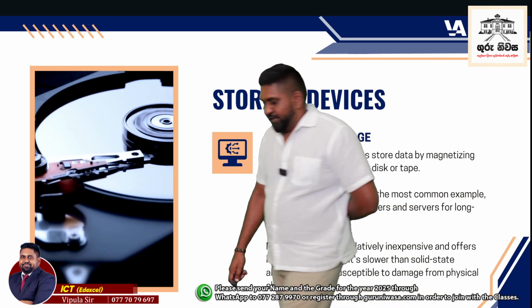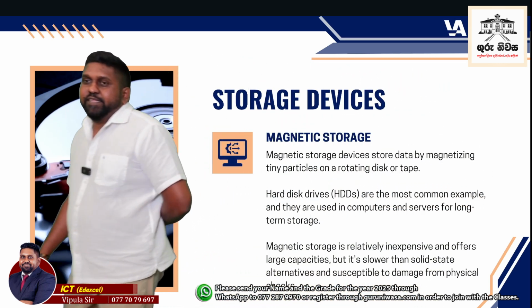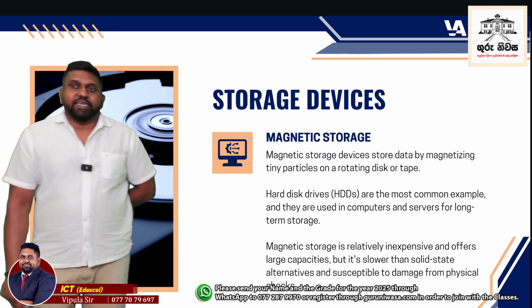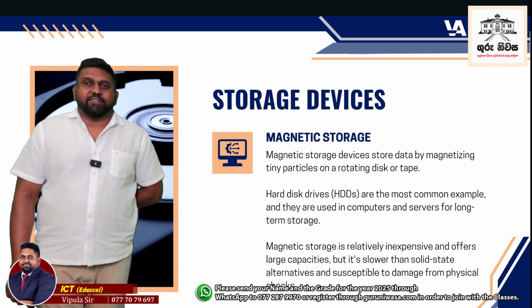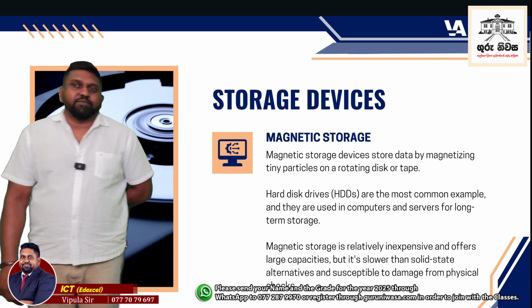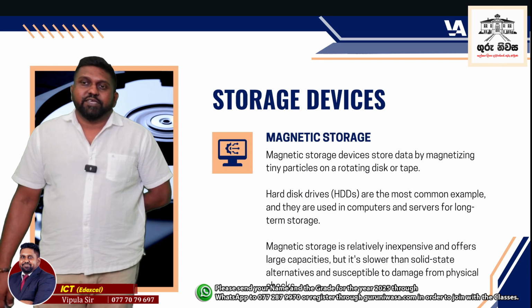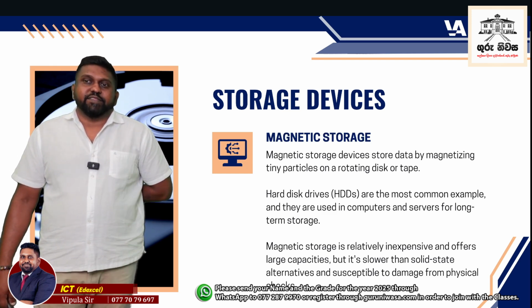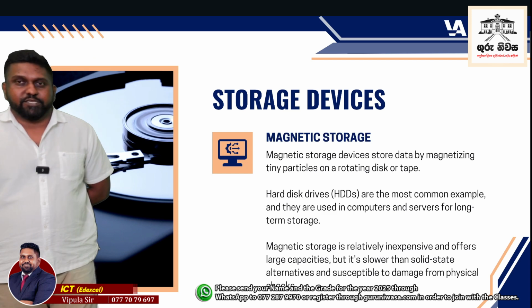So please write down the point where it says magnetic storage devices store data by magnetizing tiny particles on a rotating disk or tape. Hard disk drives are the most common example, because they are used in computers and servers for long-term storage.